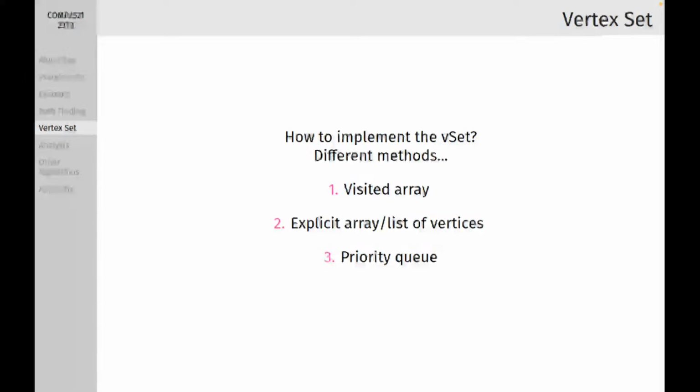Well, we have a few different methods for doing so. One method is to just use a visited array, similar to the visited array from BFS or DFS. Another way is to use an explicit array or linked list of vertices. So we store all of the vertices in a linked list, for example, and then every iteration we pick one to remove, we remove it, and so on. And the third one is to use an ADT called a priority queue. So we'll talk a bit about each of these.